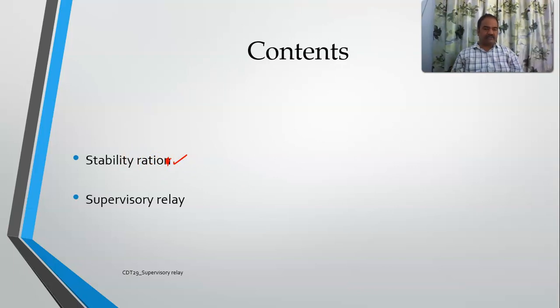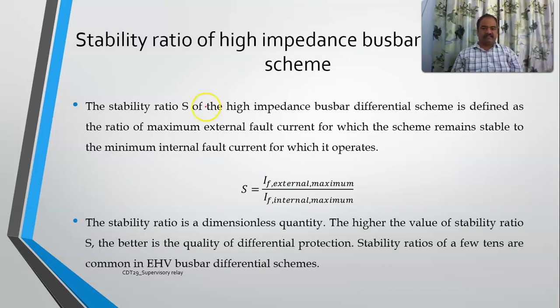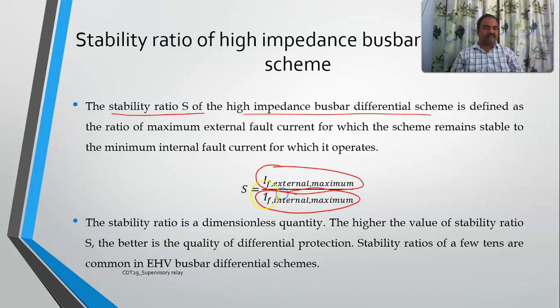It is a very simple ratio. The stability ratio of the high impedance bus bar differential scheme is defined as the ratio of the maximum external fault current for which the system remains in a stable state to the minimum internal fault current which can be detected by the scheme. As already stated, for maximum external fault current your system must be in a stable state, and it must also be able to detect minimum internal faults. So the ratio of these two is defined as the stability ratio.